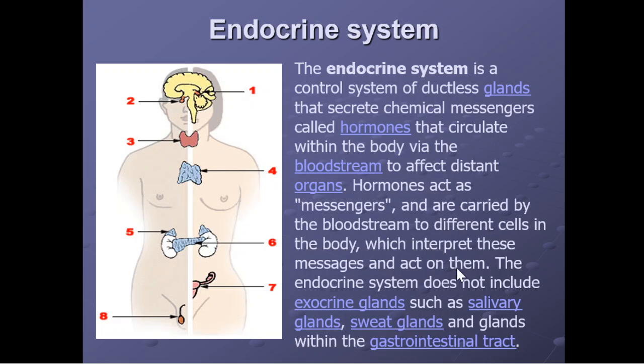Some of the ones we may have, I'm not going to read all this, are salivary glands or our exocrine glands. So salivary glands give you your saliva. We have sweat glands on our skin and the gastrointestinal tract. You don't really need to know everything about this. It's just to give you a background.